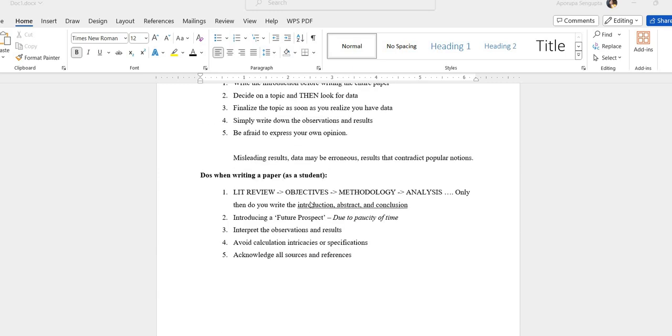It's not something that you should do or something that you should make sure that you do, but these are just little things that I like. So I try to avoid writing equations, or avoid going for very complicated mathematical equations or calculations. And then acknowledge all sources and references.